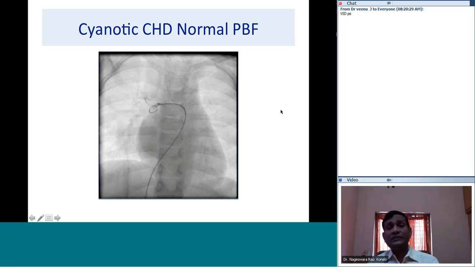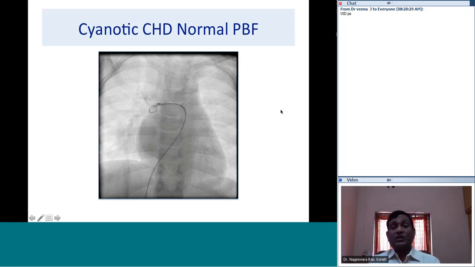Coming to cyanotic congenital heart disease with Eisenmenger syndrome, initially there will be heart failure with a history suggestive of a left to right shunt, then becoming asymptomatic, then late onset cyanosis with dyspnea on exertion, classically suggestive of developing Eisenmenger syndrome.